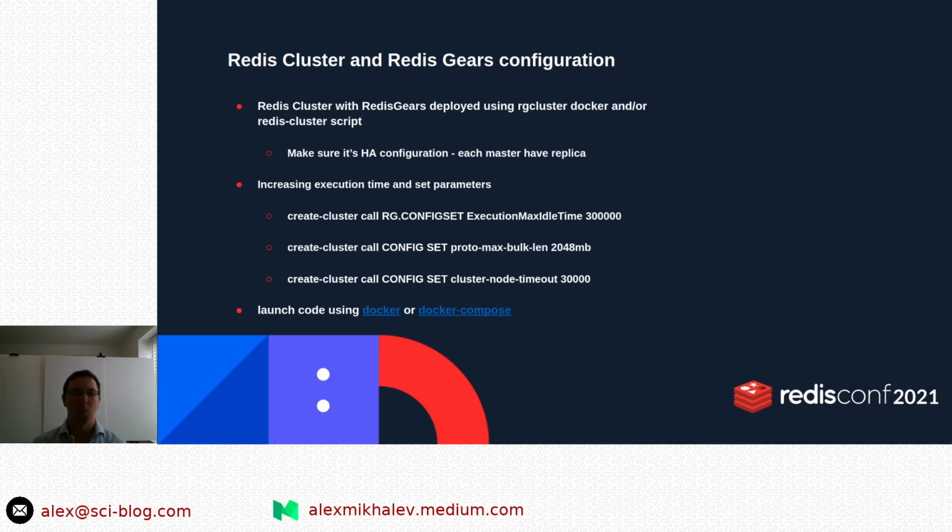One of the points is to make sure that the cluster is deployed in a high availability configuration. Each master should have at least one replica. The reason for it is that when we will be deploying our machine learning models, we are going to restart masters. And if we restart a master and it doesn't have a replica, the cluster will end up in a failed state and you have to manually recreate it.